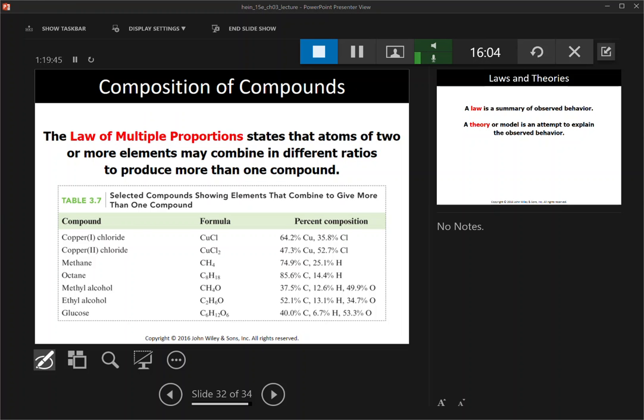Another good example is the combination of carbon and hydrogen in different percent compositions. So these are all methane, octane, these are all different types of gases, but depending on the percent composition of carbon and hydrogen, you get a different type of gas.